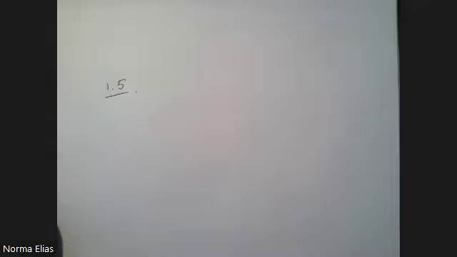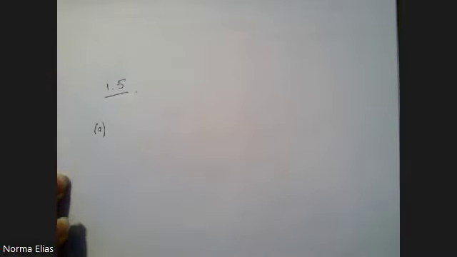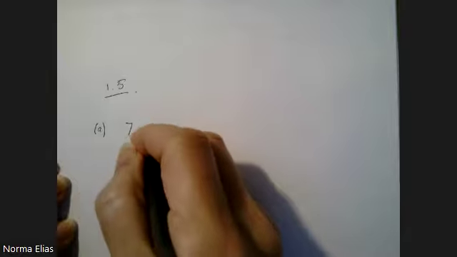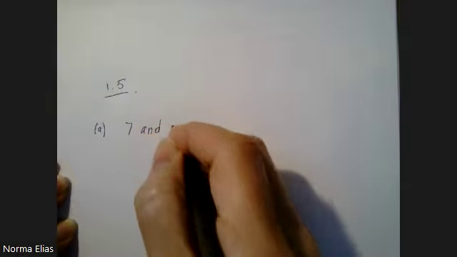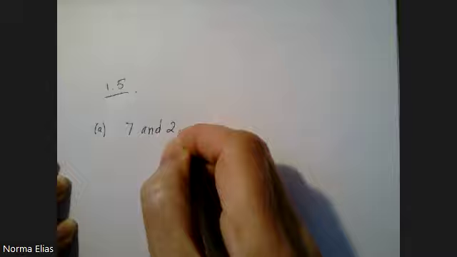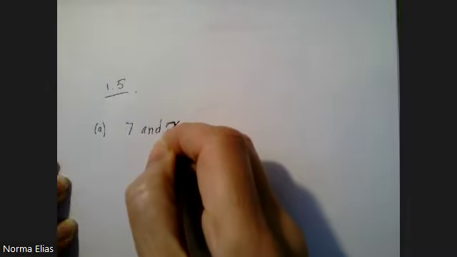So we are in section 1.5, and you ask about C and D. I will do all of it just to make sure you guys are comfortable with that. So the question is, find the least common multiple of the following. A is, they want the least common multiple of 7 and x plus 3.